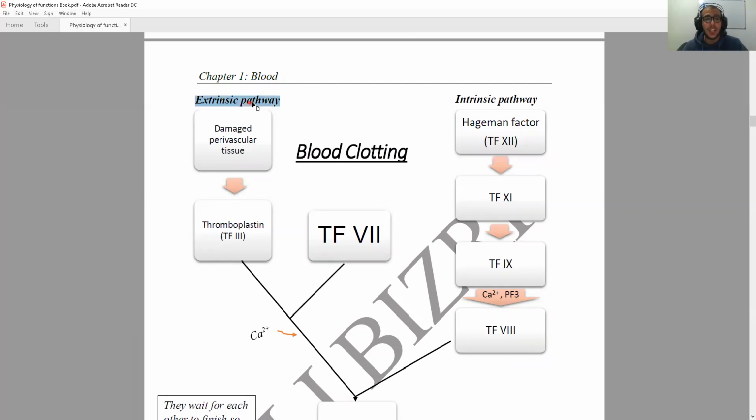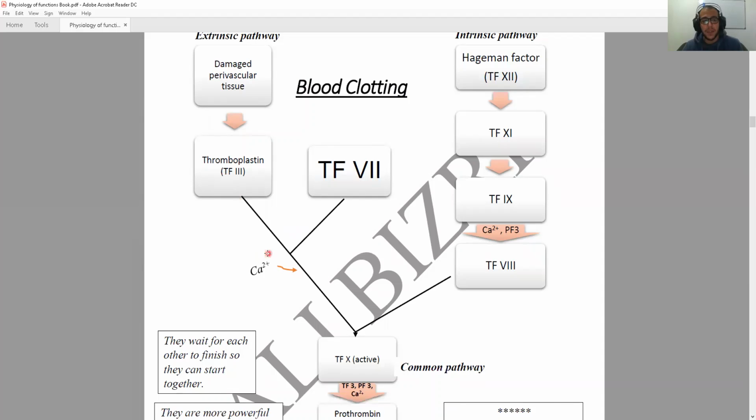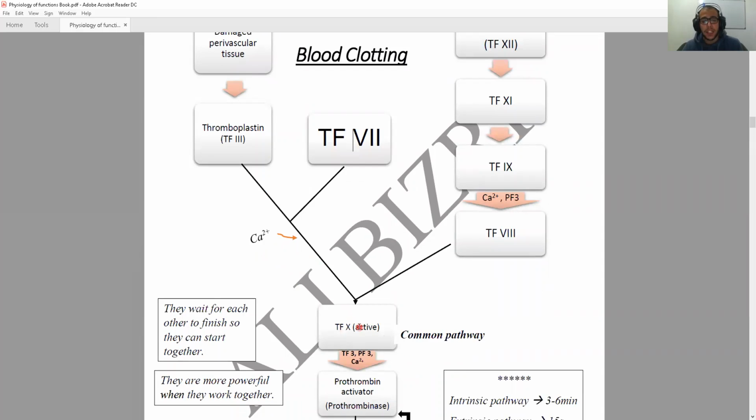So let's start with the extrinsic pathway first. Essentially, a perivascular tissue is going to get damaged. This is going to be releasing the thromboplastin or the tissue factor 3. Now, we have to understand here that wherever TF is written, it's tissue factor. So the thromboplastin, or the tissue factor 3, and the tissue factor 7 are going to be interacting in the presence of CA2+ in order to activate the tissue factor 10. So we're going to have TF3 and TF7 to activate TF10.